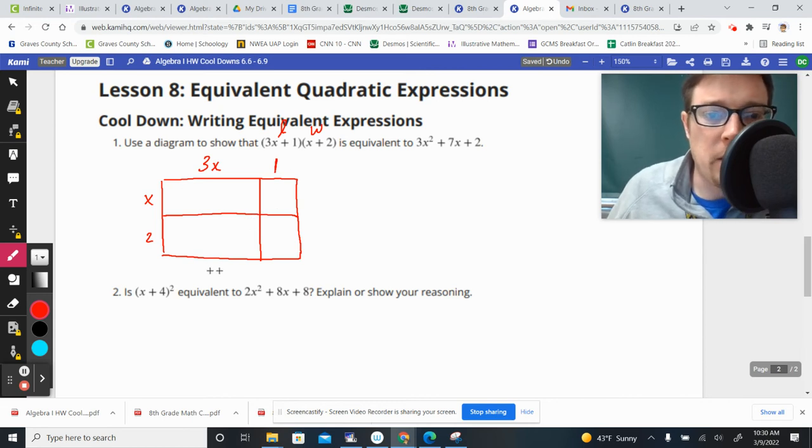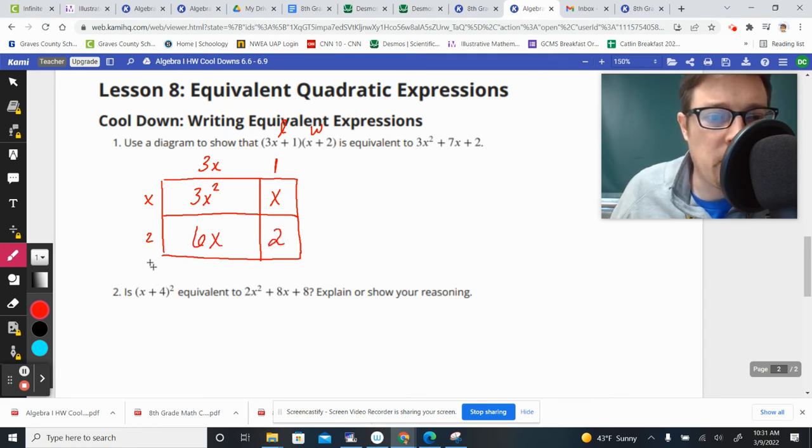But if we find what the area of this entire rectangle is, that should be equivalent to the multiplication of that expression times that expression. Length, 3x plus 1, times width, x plus 2. And so the way that we multiply these types of expressions is one part at a time. The 3x has to get multiplied by the x, which in this case would give us 3x squared, because x times x is x squared. And then we would do 1 times x, which would give us x in area. And then 3x times 2, which is 6x. And then 2 times 1, which is 2.